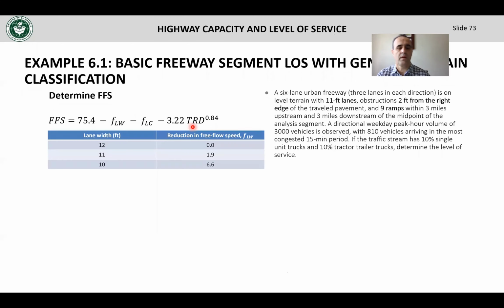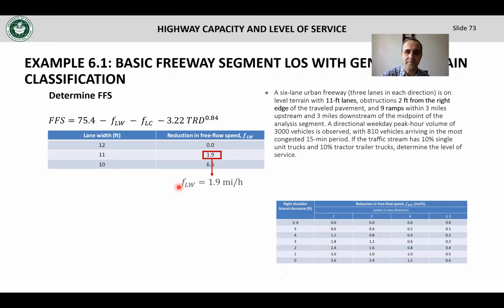Okay, so let's look at the lane width. For us, it was given as 11-foot lanes, right? So that was given to us. So if we look at 11-foot lanes, we get the value of 1.9 miles per hour. So it's something that we subtract from a speed, so it has to have units of speed. So that's the factor for lane width. So that's easy, right? Cannot give you anything more trivial than that in this class.